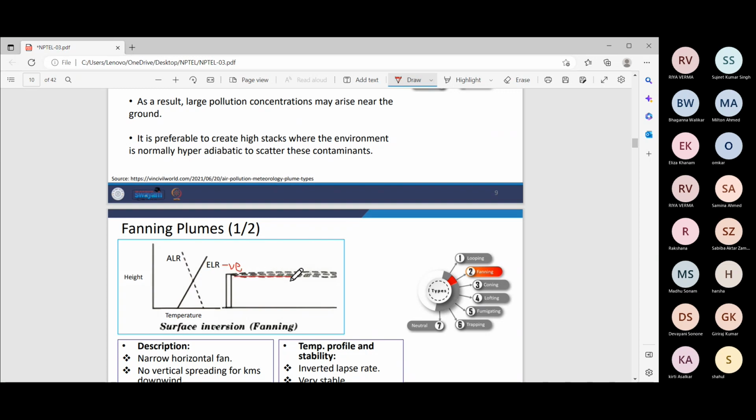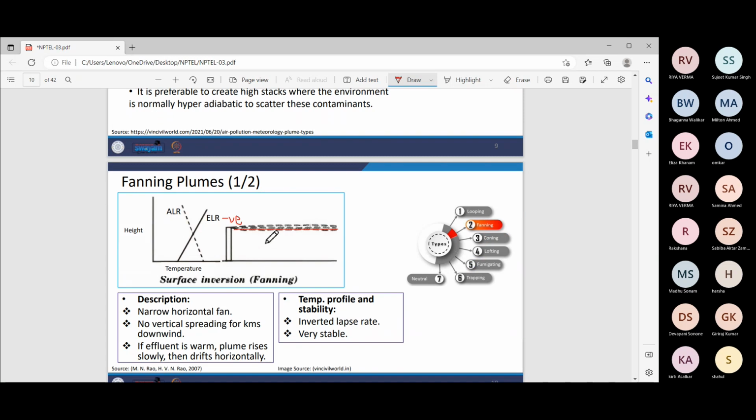There will be a straight line dispersion of the pollutants, and this can be visualized as a narrow horizontal fan, and there is no vertical spreading. Basically, there will be no movement upwards or downwards. Only horizontal movement of the pollutants will be there.